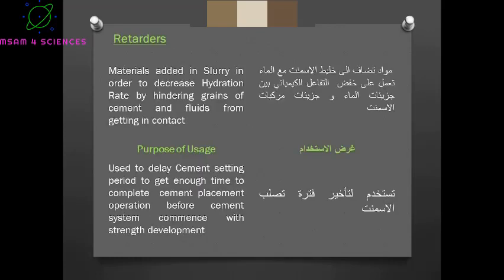The product of retarders. Chemical materials added in slurry in order to decrease hydration rate by hindering grains of cement and fluids from getting into contact. Application of retarders is used to delay cement setting period to get enough time to complete cement placement operation before the cement system commences with strength development. Once we need to prolong the hydration process, we need to add retarder products.